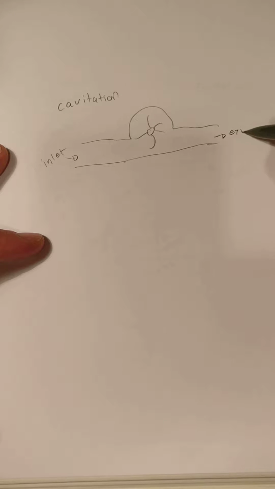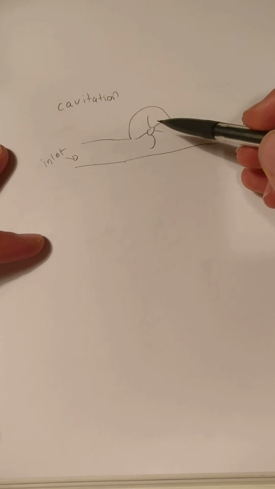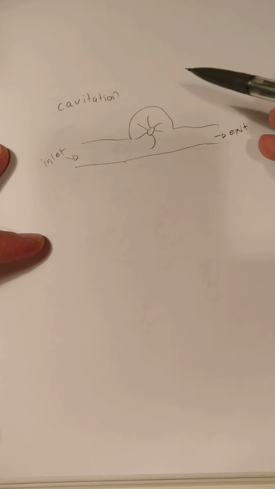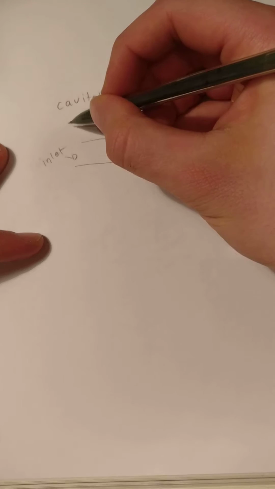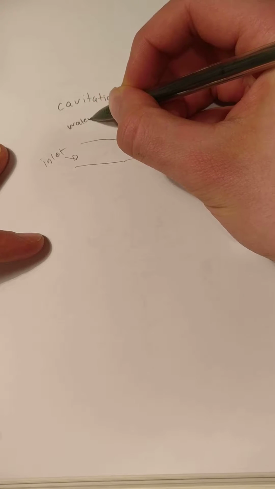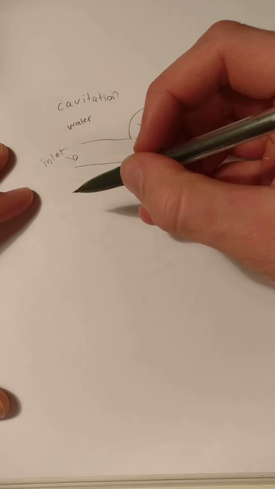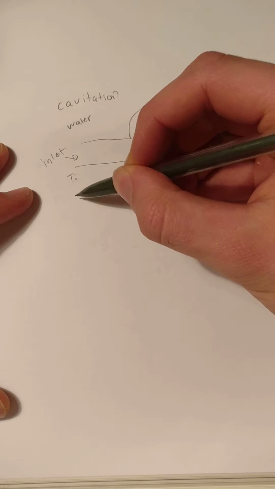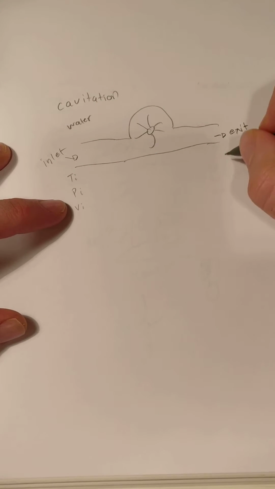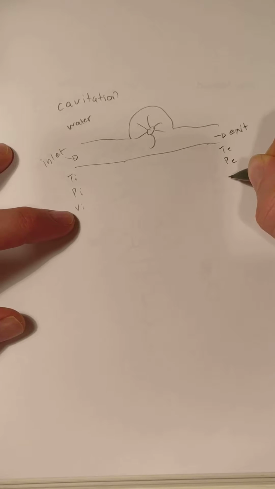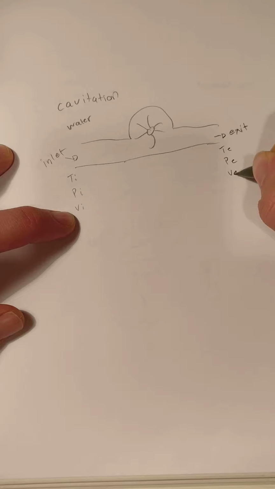Now it's important to keep in mind that hydraulic pumps always operate with liquid. They're designed to pump liquid from the inlet to the exit. And the liquid that we're going to be discussing today is water. For this setup, usually there's a given inlet temperature, an inlet pressure, and also an inlet velocity of the fluid. And similarly we have an exit temperature, an exit pressure, and some sort of exit velocity after the pump.